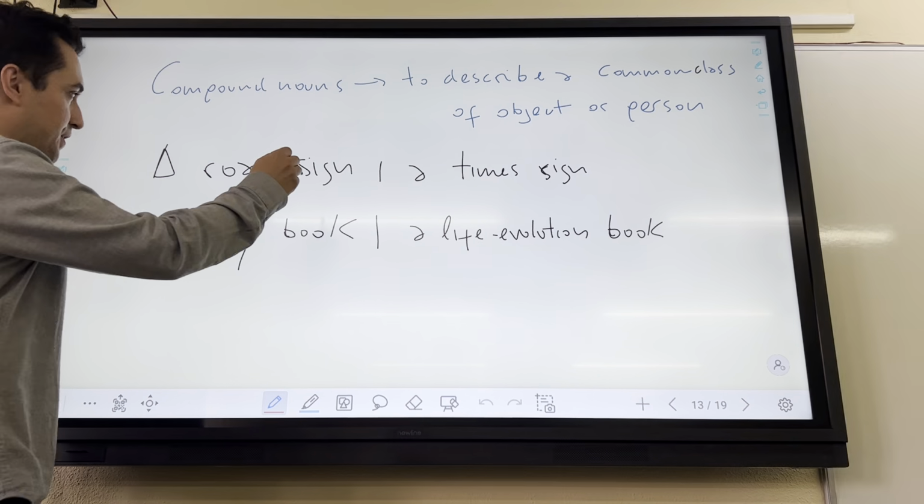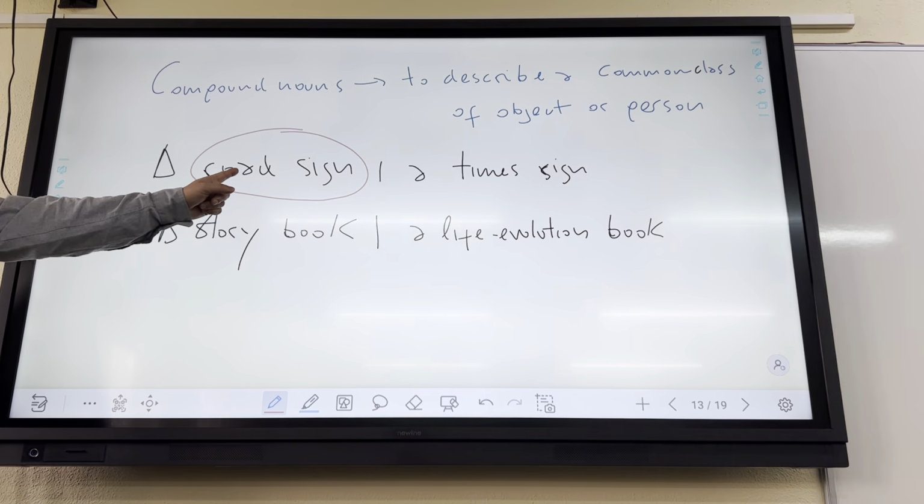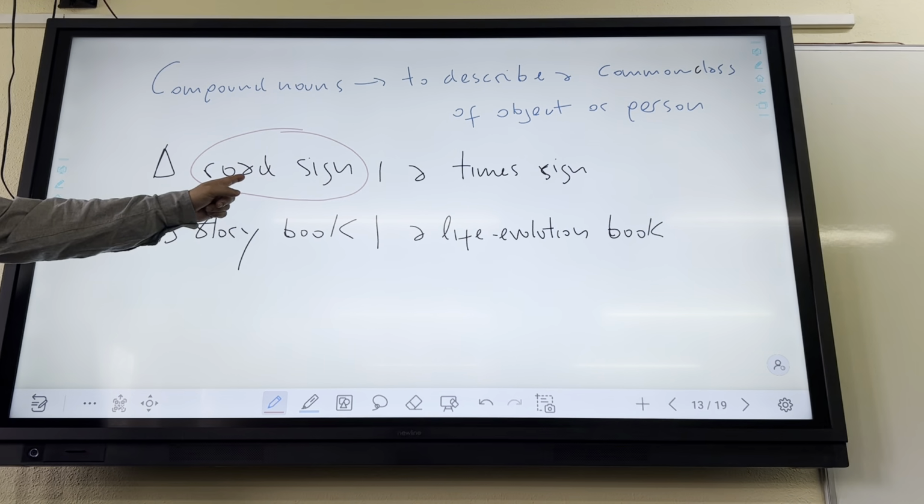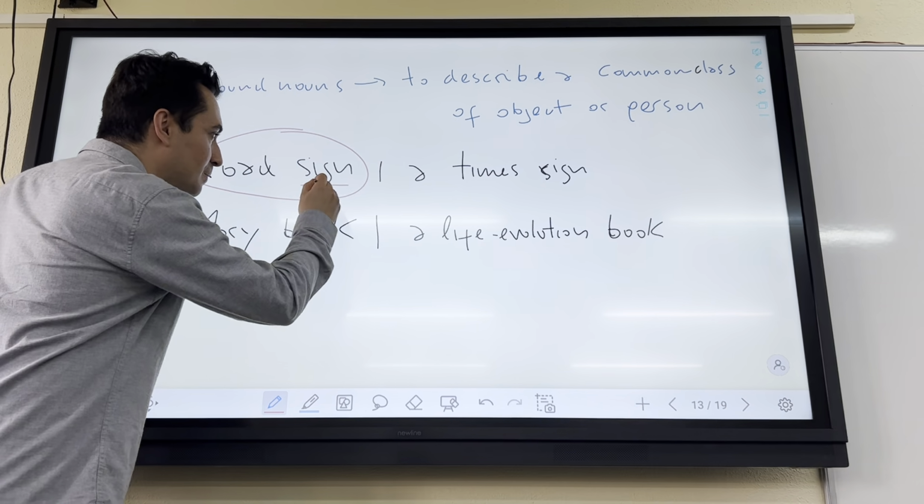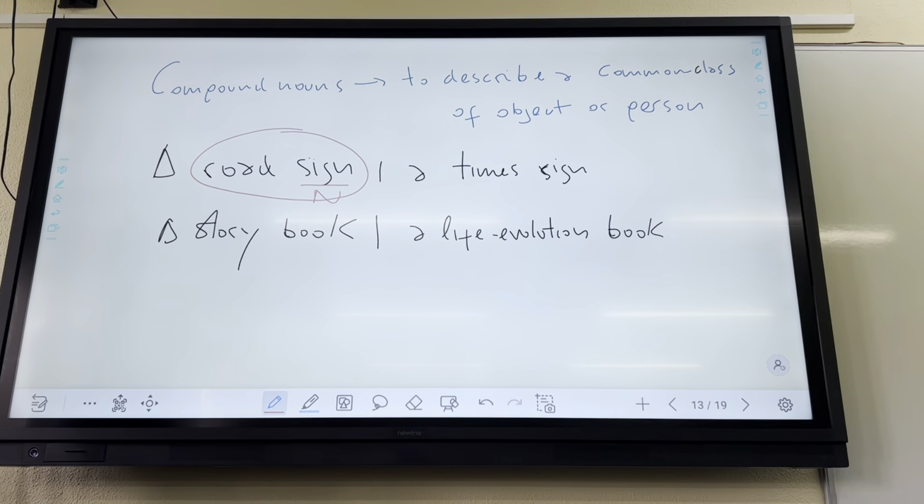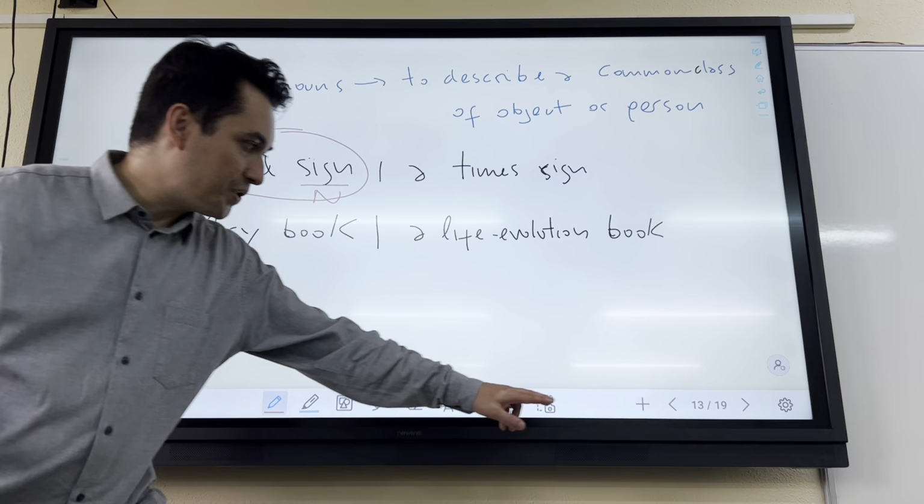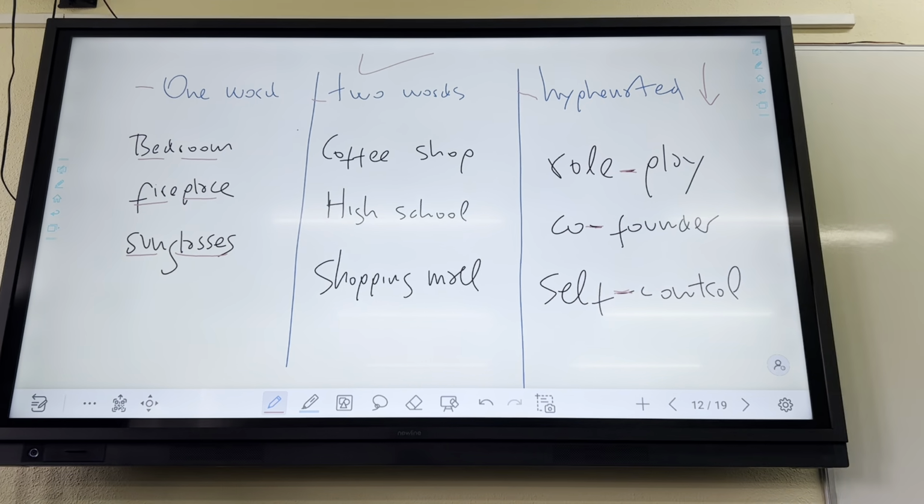Okay, have a look at this. A road sign. This is a compound noun. What is the most important word? The second one. Sign. Señal. Like señal de tráfico. Road sign.